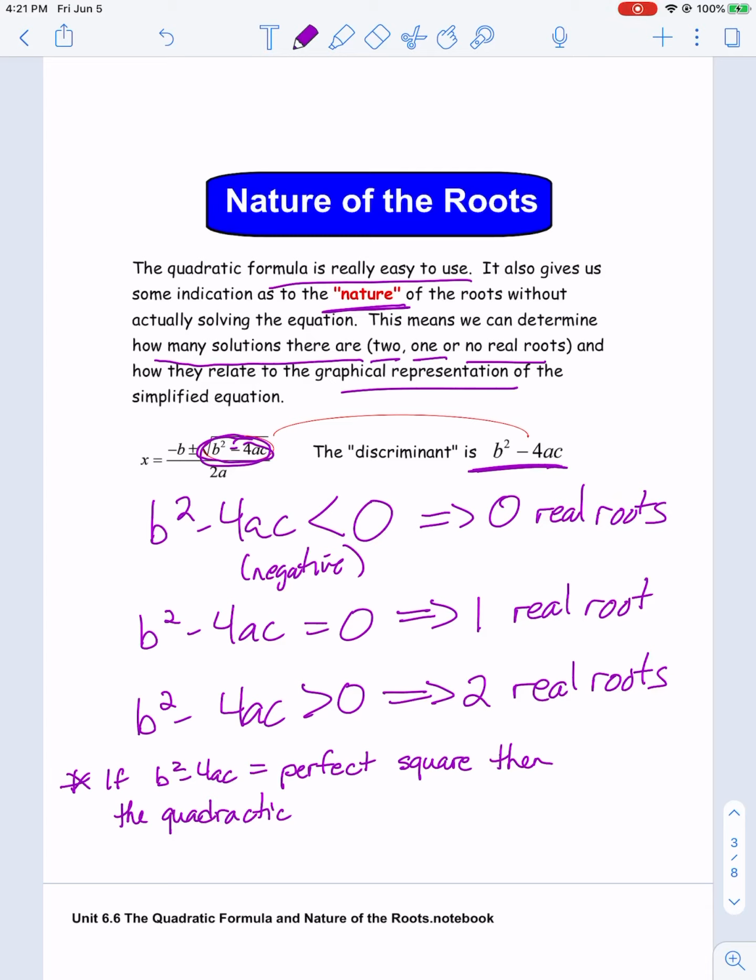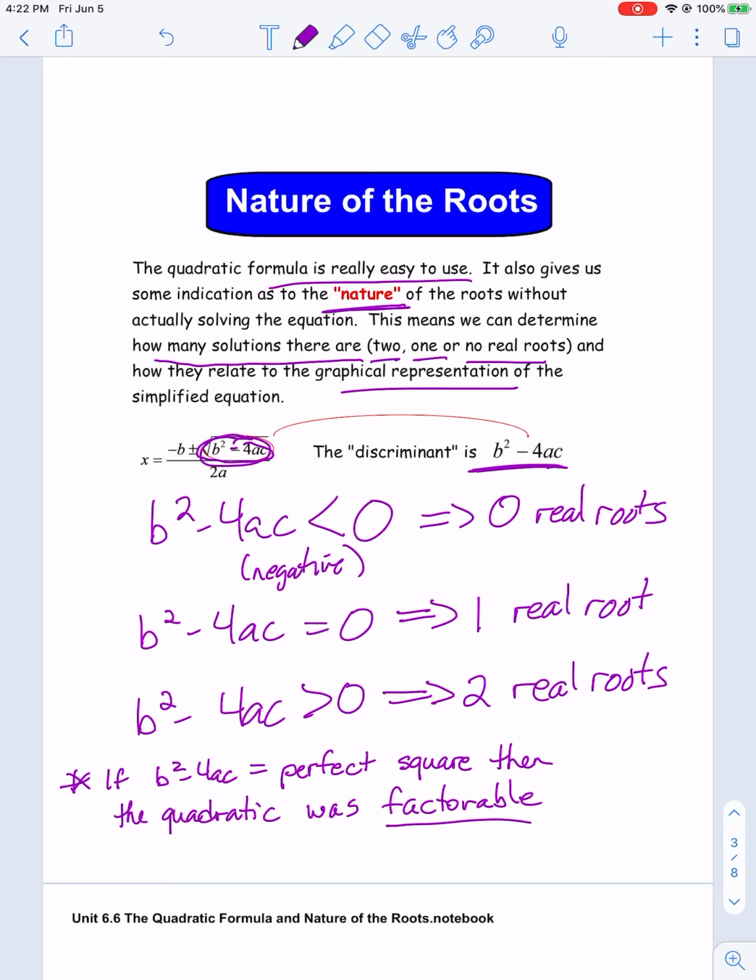Quadratic. I didn't even spell it right there. Okay. Quadratic. Yeah, that's right. Then the quadratic was factorable. So you could have solved it by factoring. But it has to equal a perfect square.